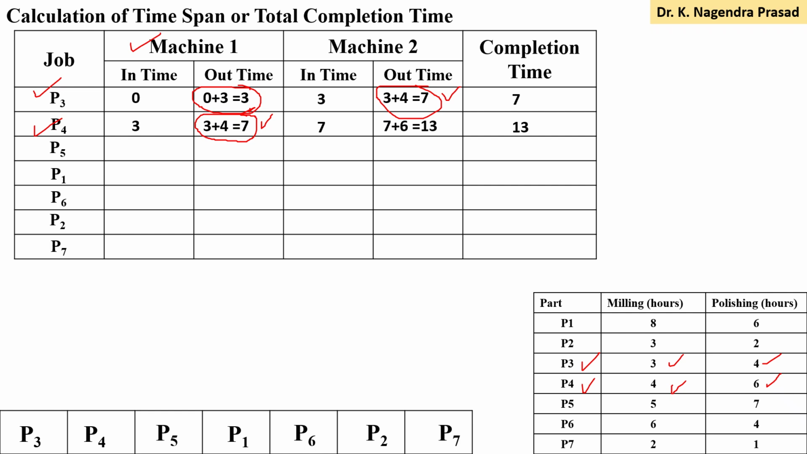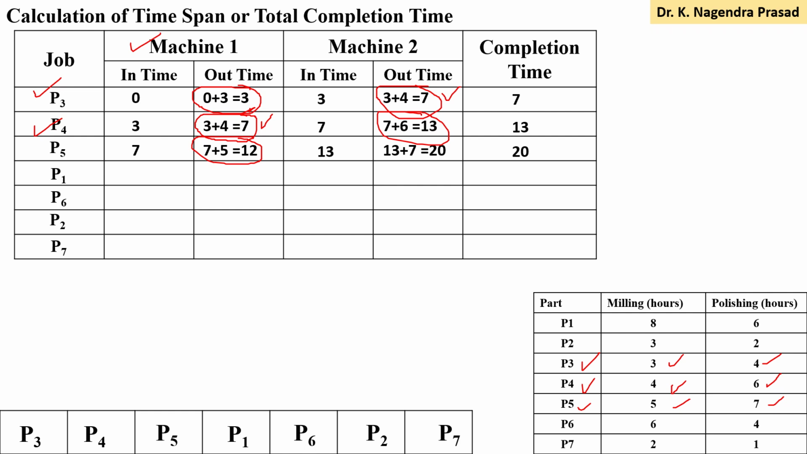Next for P5, in time is equal to the out time of the previous job, that is 7, and the processing time is 5. So 7 plus 5 is equal to 12. Next, among 12 and 13, the maximum is 13 and processing time is 7. So 13 plus 7 is equal to 20.